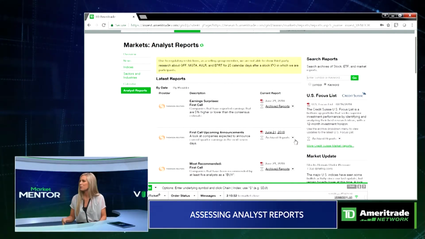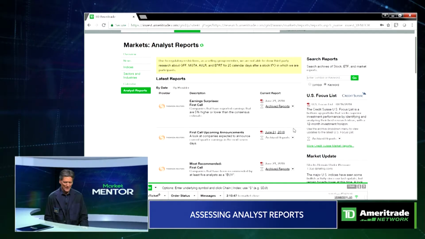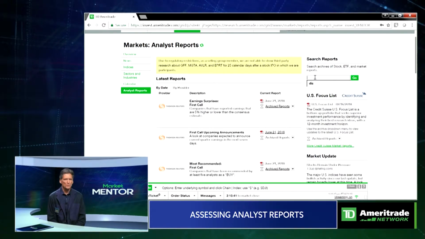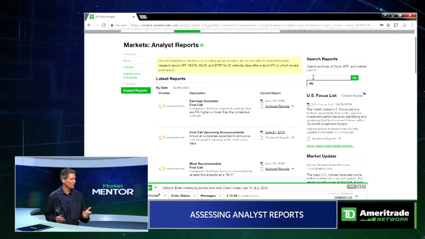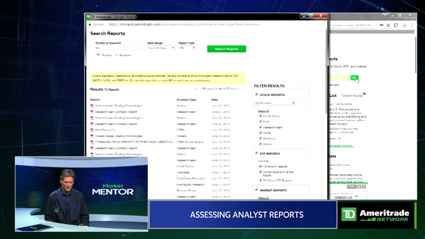Great, so we want to talk more specific, one in my portfolio, correct? Exactly. So on the upper right-hand corner, let's go ahead and change it from keyword to symbol, because we're going to use a stock symbol. And tell you what, why don't we start off with one of the stocks in your portfolio? How about Disney? Great. D-I-S. And then we'll search for Disney.